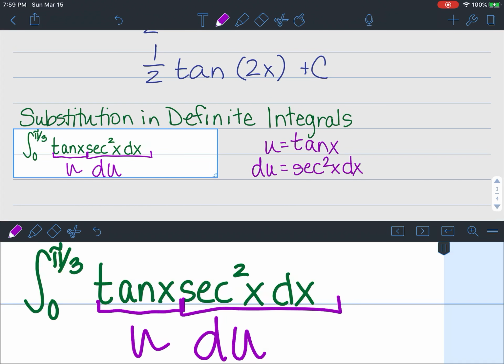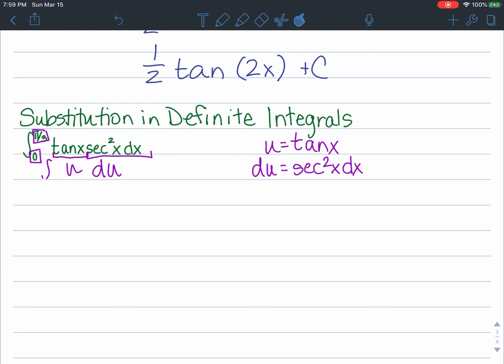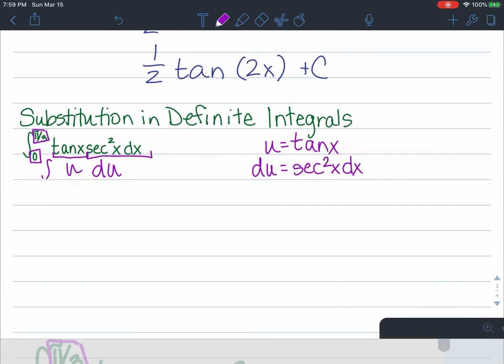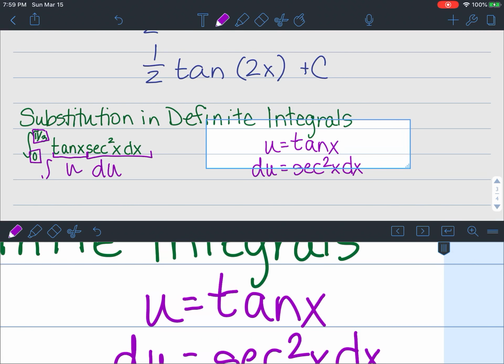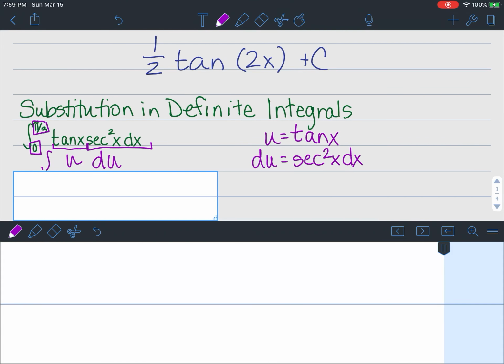Now the difference here between definite integrals and indefinite integrals is that these limits are for x, and x is no longer in our integral. It's now u. So you can't leave these numbers on our new integral because they don't apply to u. They only apply to x. So here's one of the options of what we can do here. We can use our u substitution to find new limits of integration, but with respect to u instead of x.